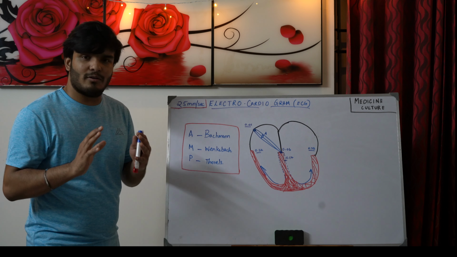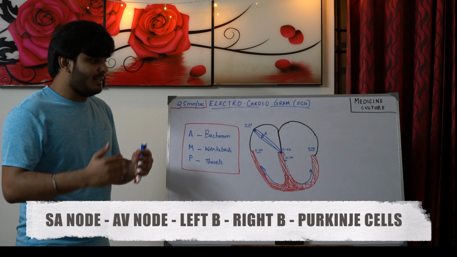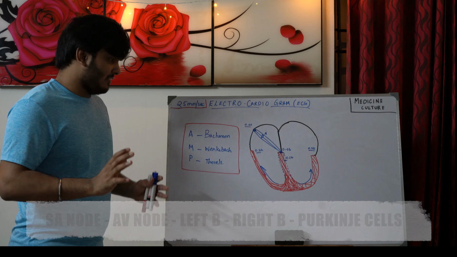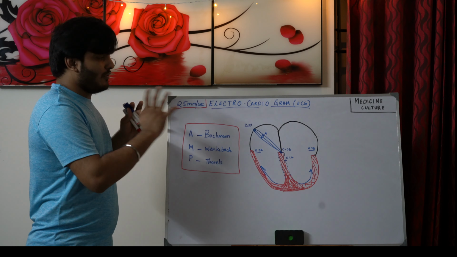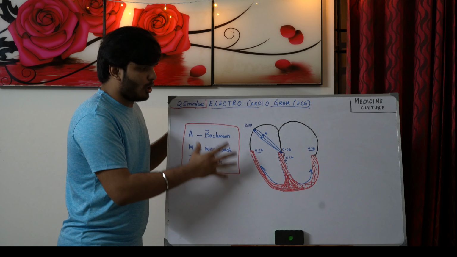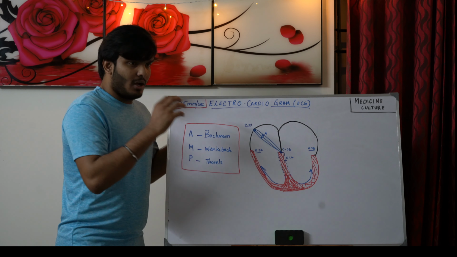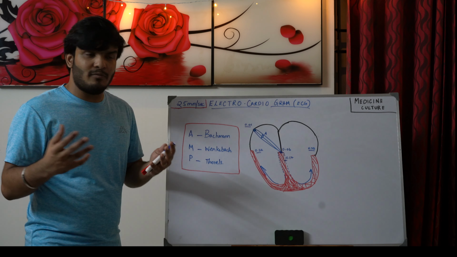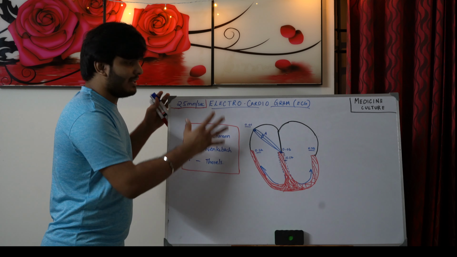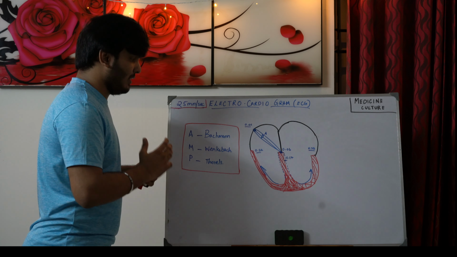Once again, a small recap: from the SA node to the AV node to the left bundle, then to the right bundle, then to the Purkinje cells. Basically, what we are going to see is how we capture this activity. We know this is a normal physiological thing that is happening in the heart. We need to know, with the help of diagrams, how this actual electrical activity is happening inside the heart. So let's get into the diagram of William Einthoven.